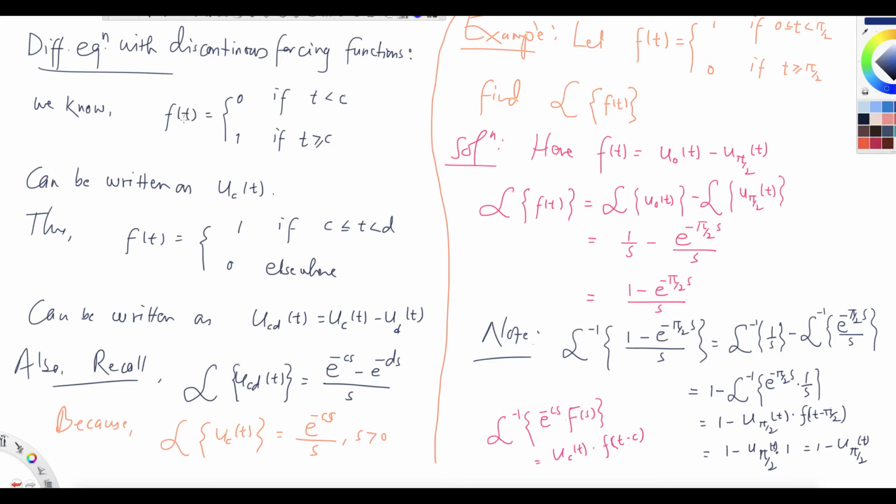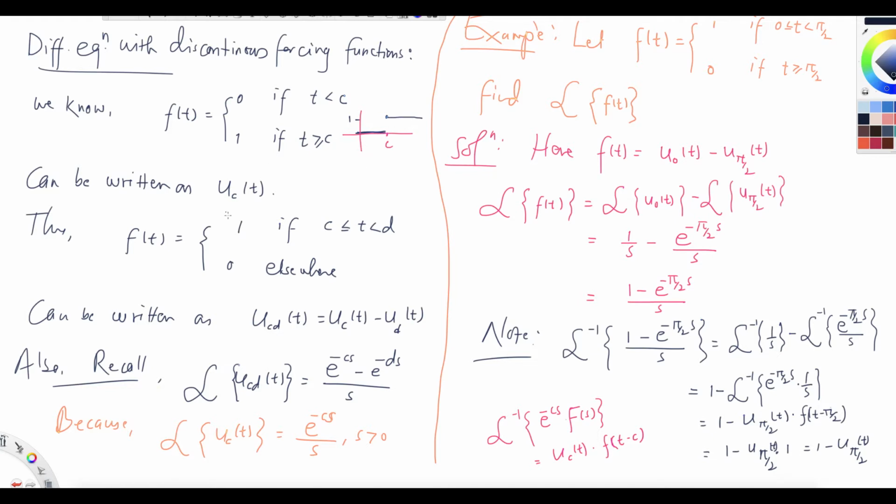We know that if f of t equals 0 if t is less than c, and 1 if t is greater than c, what does the graph look like? Suppose there is a c there. So the graph is 0 for t less than c, and then 1 for t greater than c. This is a step function, a piecewise function. So you see that this is 0 on the left of c, and on the right of c it is 1.